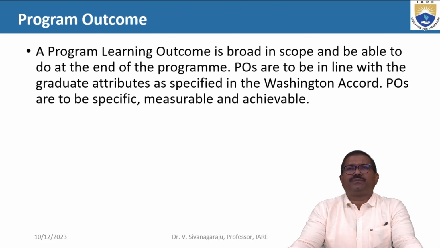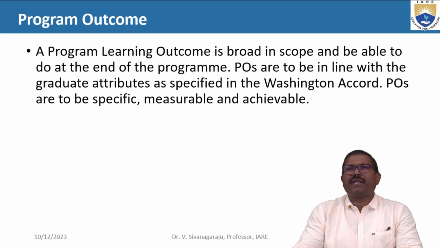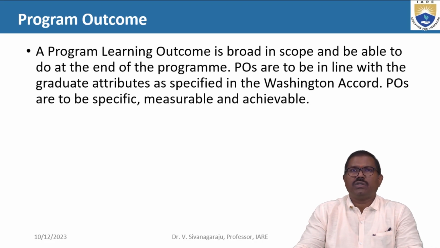Next, program outcome. A program learning outcome is broad in scope and describes what students should be able to do at the end of the program. POs are to be in line with the graduate attributes as specified in the Washington Accord. POs are to be specific, measurable, and achievable. So after the program, what can the student do? What will the students do at the end of the program? That can be seen in the program outcome.